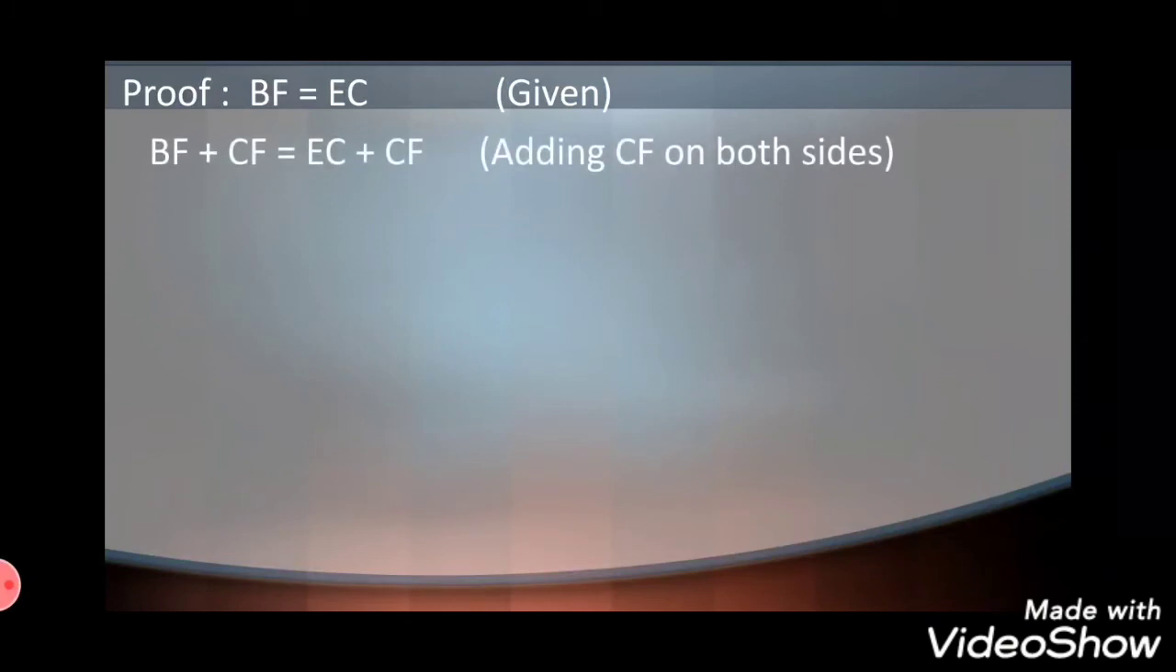already it is given that BF equal to EC. We add CF on both the sides, so we get BF plus CF is equal to EC plus CF. That is adding CF on both sides. So BF plus CF will become BC and EC plus CF will become EF. Let it be number 1.